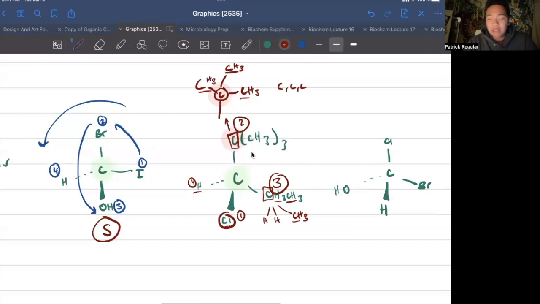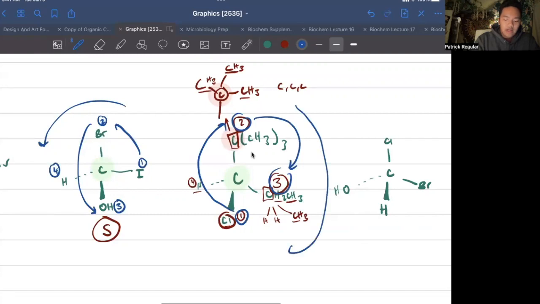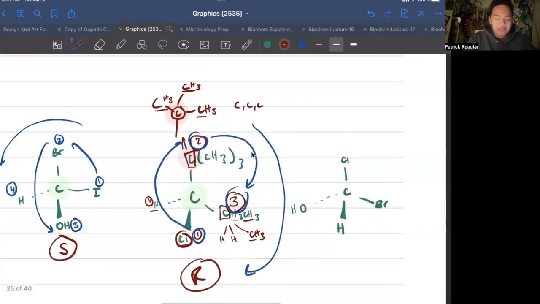Now that we have assigned our priority, let's go ahead and count. 1, 2, 3. We're going clockwise, and that's R. Now, our 4th priority group is in the back. It's dashed. It's facing into the page, not looking at us. So we keep it. And this is where the switch method comes in.